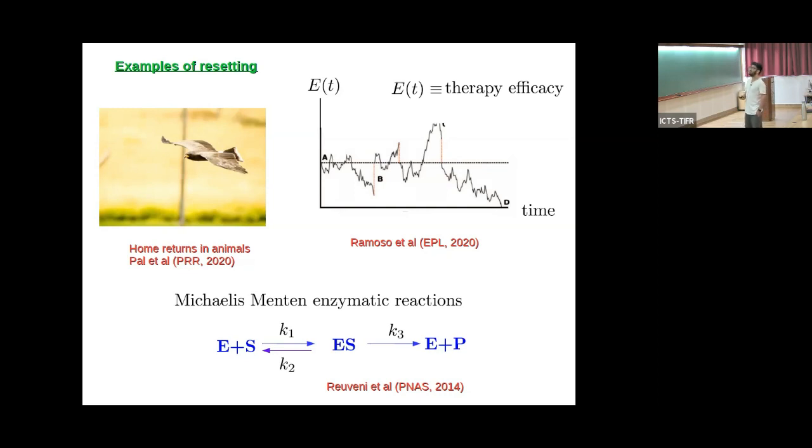The third example I'll tell you is on enzymatic reactions. Basically, you have an enzyme E which can bind with some substrate S to form this enzymatic complex ES, and this enzymatic complex can do two things. It can either break into enzyme and product, which is what you want. This happens with some rate, or else it could also go back to the case where there was enzyme and substrate in the unbound state. So here also this chemical reaction can reset to its initial state with some probability. So this is also an example of resetting.